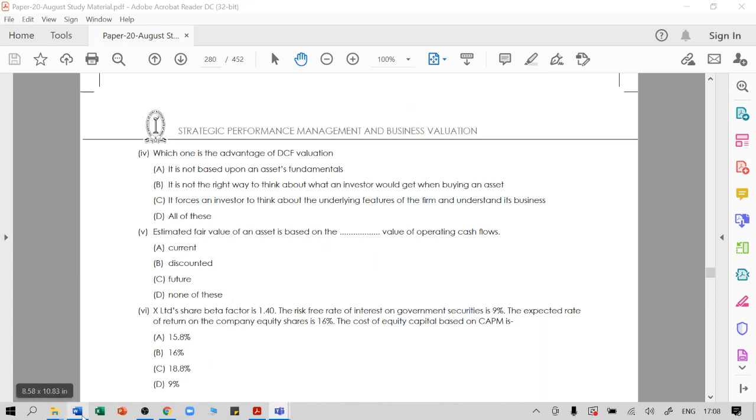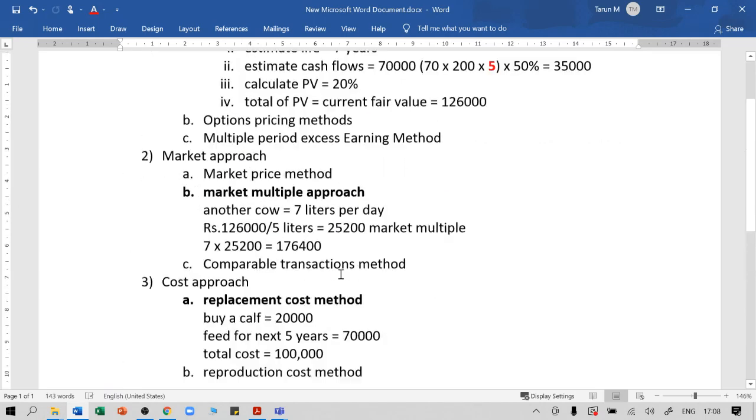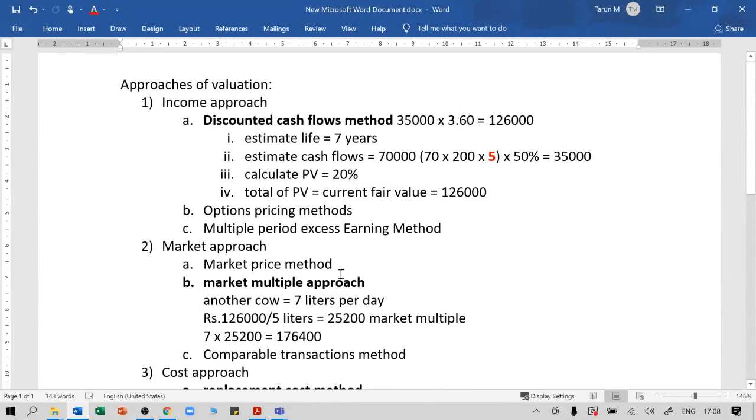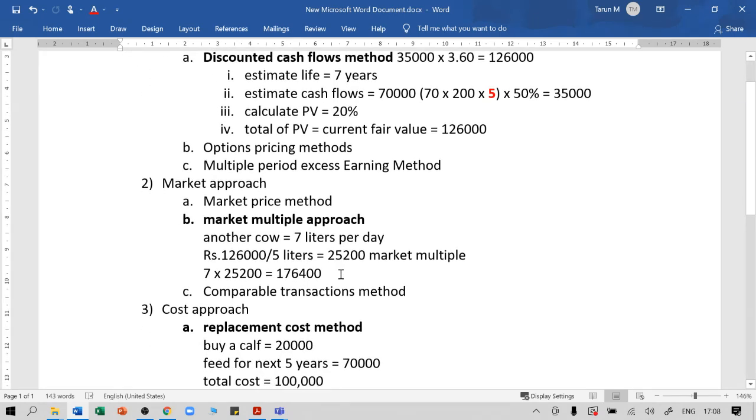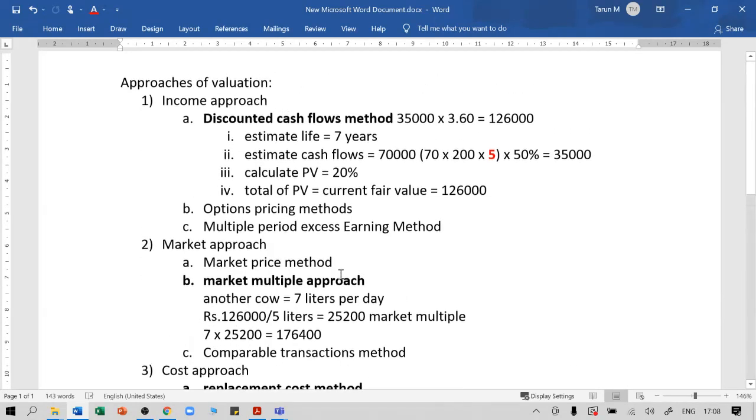If you try to recall, in the last session, we studied approaches of valuation. Basically there are three approaches of valuation. One is the income approach. Second one is the market approach. And third one is the cost approach. Just a quick review for those who could not attend the previous session.